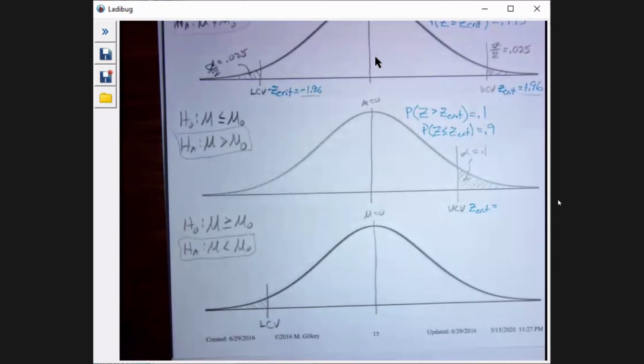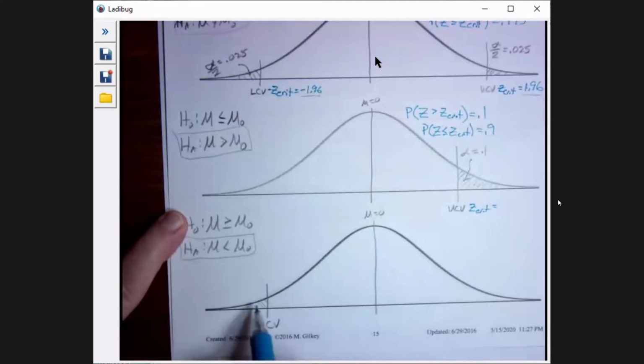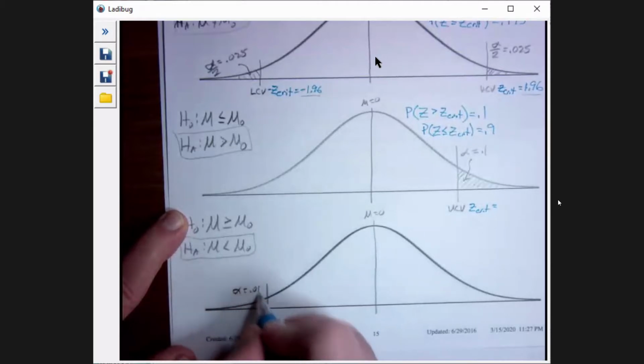Remember, the alternative is what we're collecting evidence about. We're collecting evidence in support of the alternative or against the null. Hypothesis testing is all about the alternative. Is everybody okay? Okay. How much area is here to the left of my critical value? 0.01. Yeah, all of alpha, 0.01, is in here.